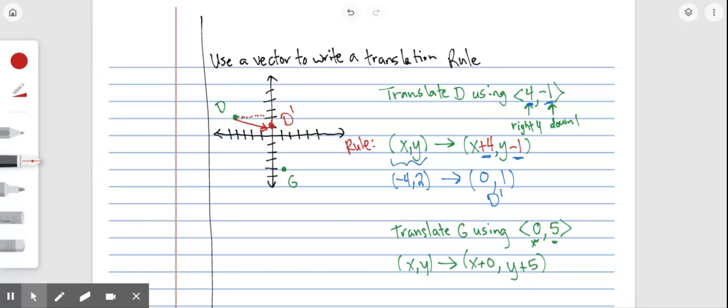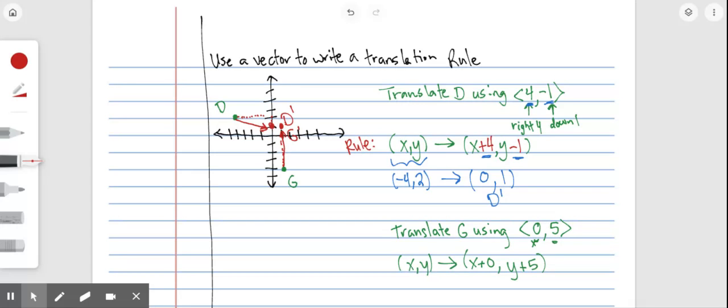So let's use the vector and let's use our rule. x plus 0, so I'm not going to the right anywhere, but I am adding 5. So I'm going to go up 1, 2, 3, 4, 5. So this right here is G prime. That's a little bit squished together, I apologize. So my vector is here.